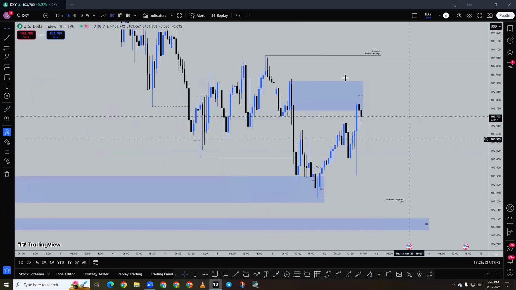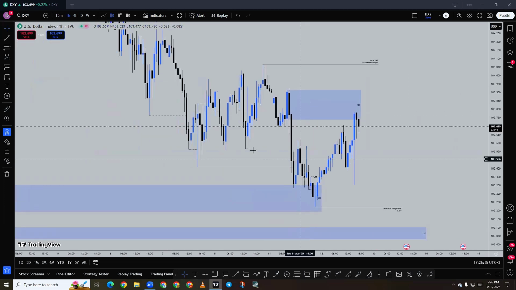we are following this internal trend, and as you can see, we broke structure to the downside. All we are just waiting for is for price to come back into an area of value. And once we tap into that area of value, in the form of a weekly supply area, then we can just look for continuation moves to the downside.